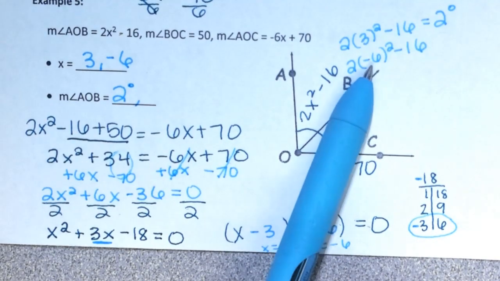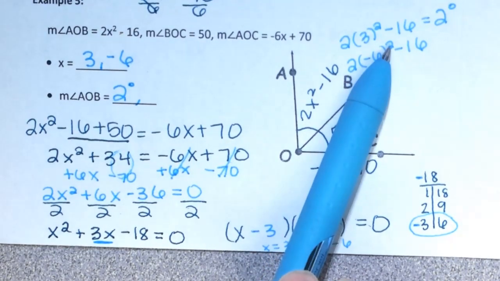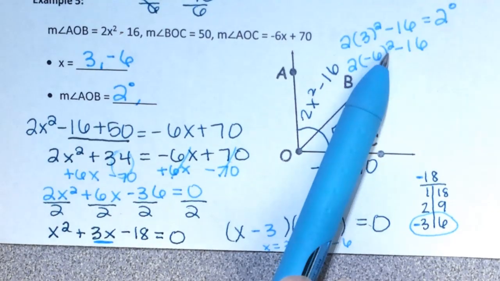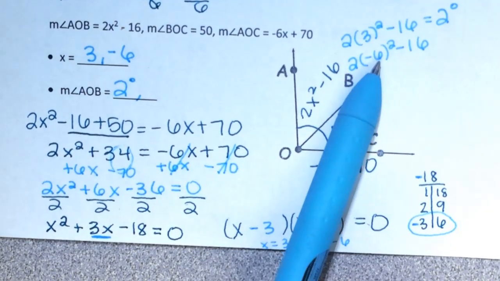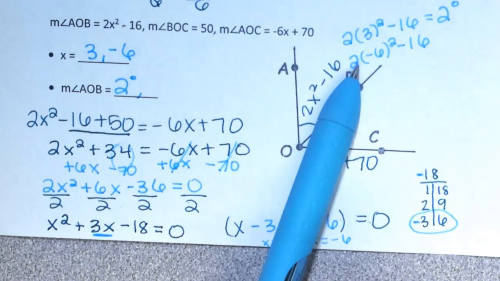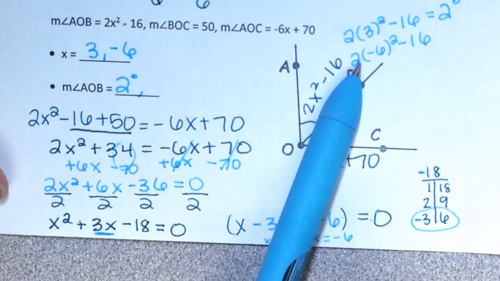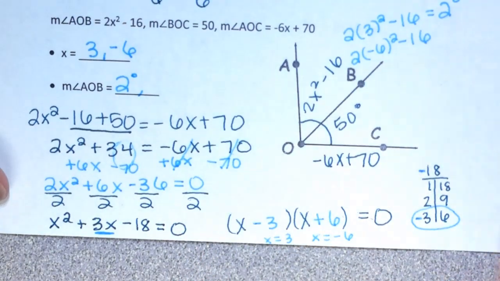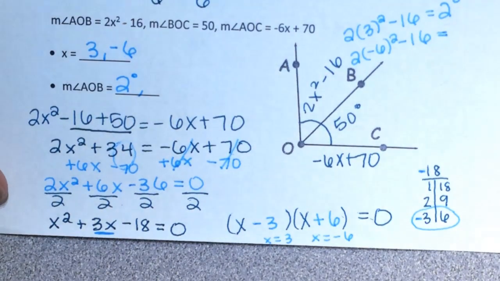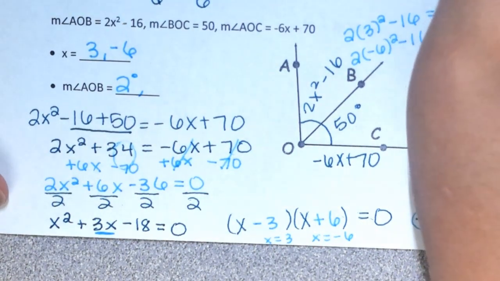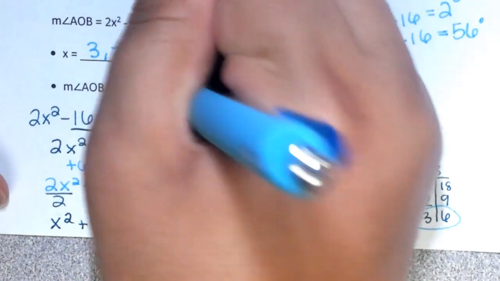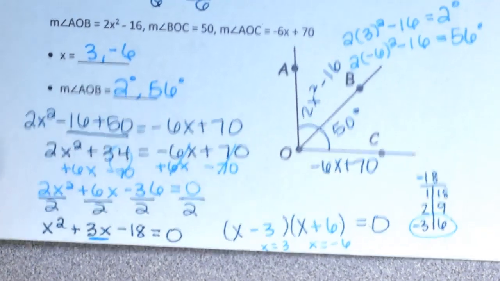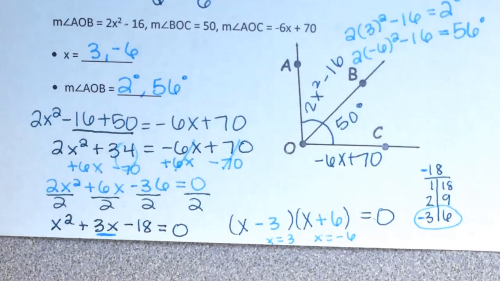Same thing. What is negative 6 squared? 36. Negative 6 times negative 6 is 36. Times 2? 72. 72 minus 16. Use your calculators. 56. So my other answer is 56 degrees. Are they both positive? Then both of the x's work out for us.